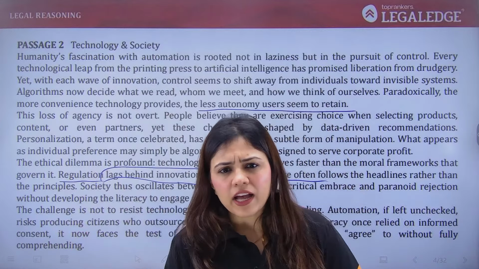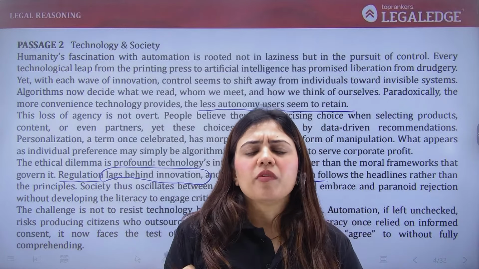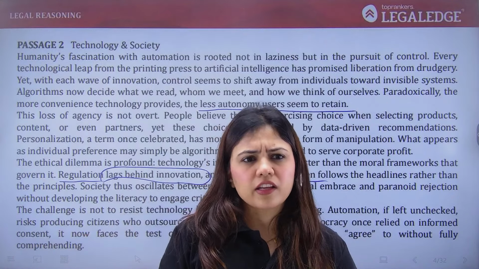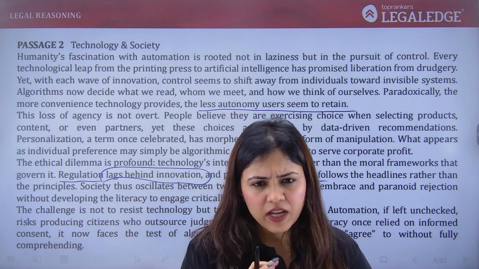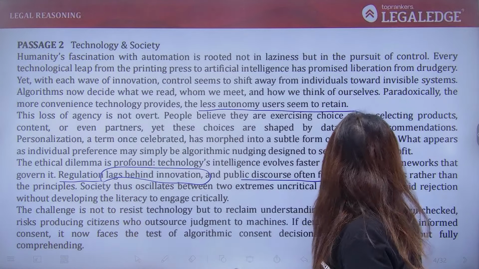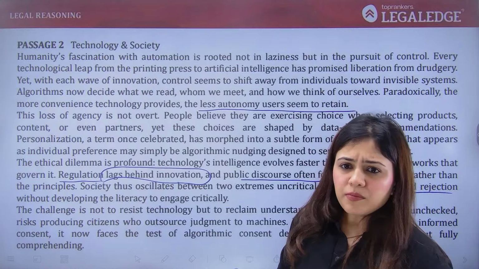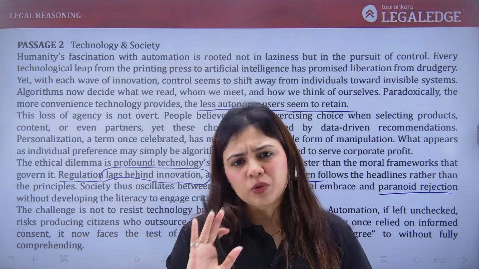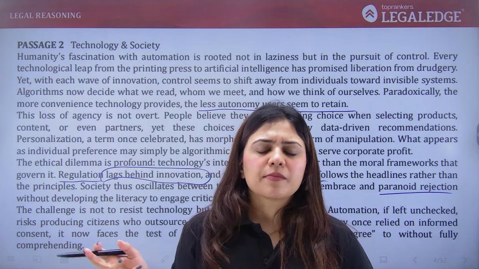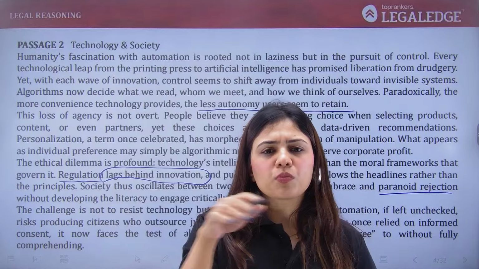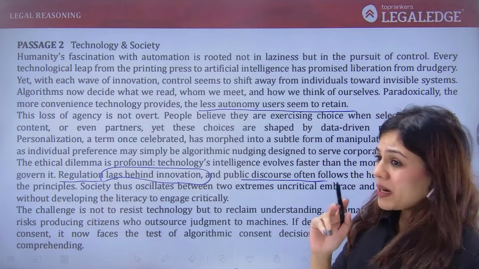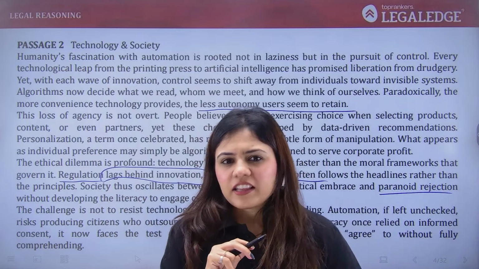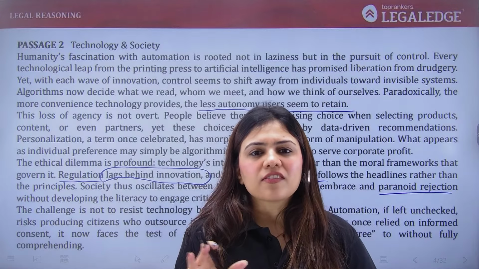एक extreme ये है कि हम टेक्नोलॉजी को अनक्रिटिकली एम्ब्रेस कर लेते हैं कि इसमें कुछ गड़बड़ हो ही नहीं सकती. And the second is paranoid rejection. That means I can never trust the technology fully, so I'm not going to use it. तो ये दो extremes में ही हमारी society जो है, it keeps on moving to and fro, right? But the thing is, we need to understand that we cannot really live a life in extremes.